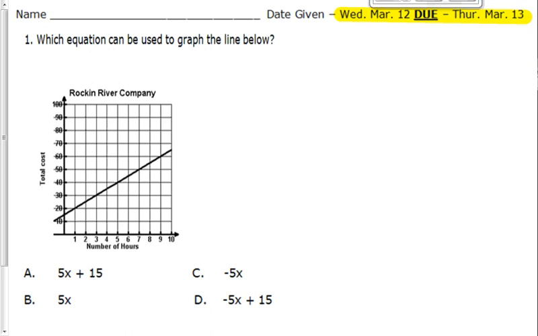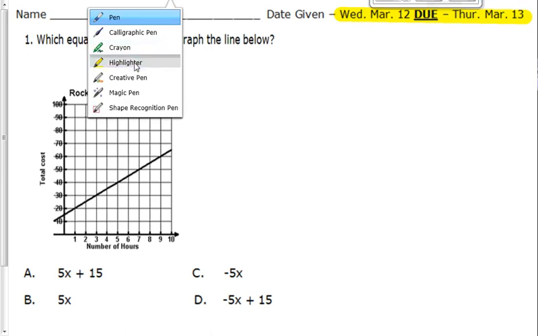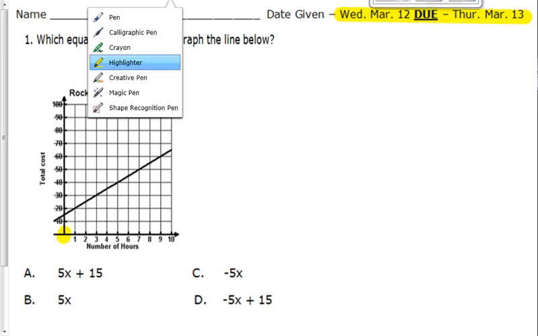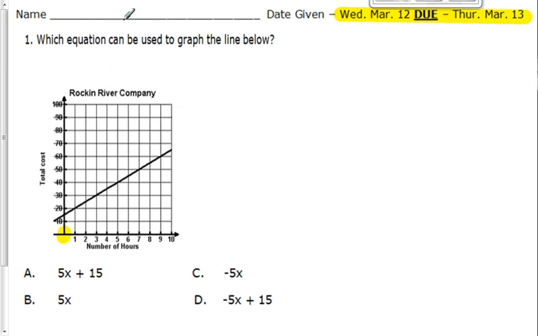This one's a piece of cake, guys, because look at your graph. Your graph gives a big hint away. Right here is our origin. Since it does not go through the origin, we do have to add or subtract something to it. So my answer cannot be B or C because I have a constant.